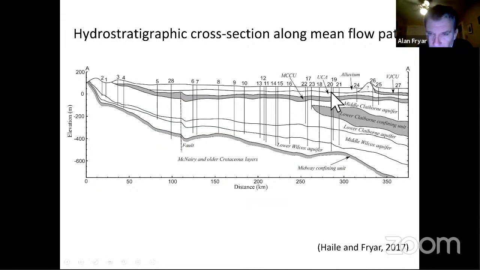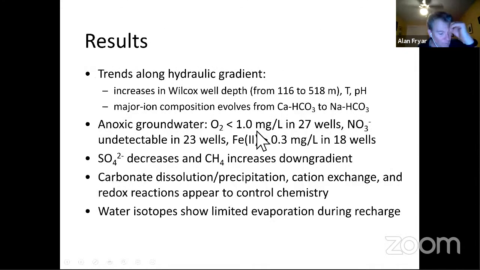And so you have the upper Claiborne Aquifer here, and then an extensive confining unit in the middle Claiborne, and then below that the middle and lower Wilcox Aquifer. These confining units tend to isolate the superficial aquifer from the deeper aquifers. So what we found in terms of results is that we saw trends along the hydraulic gradient. This is along a distance of about 300 kilometers, basically north to south, that the wells got deeper. That was evident in the previous diagram.